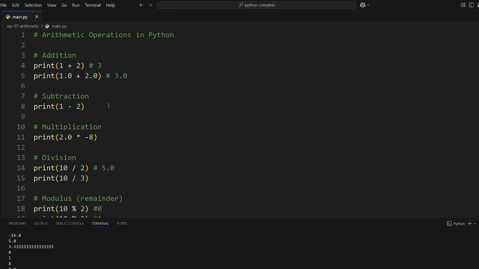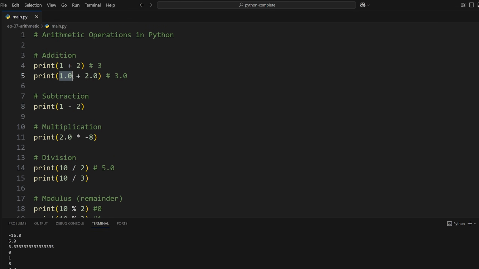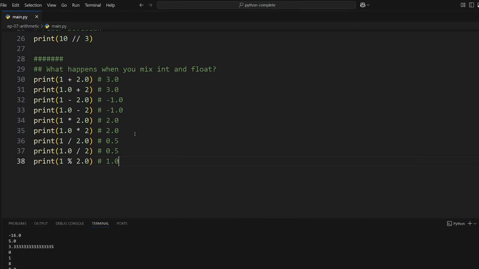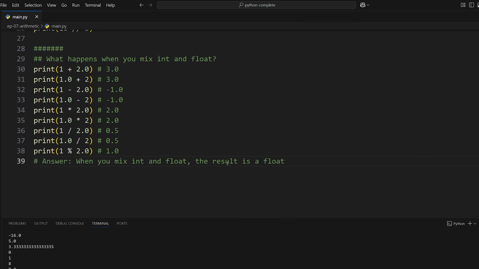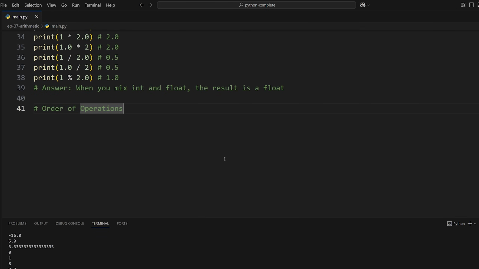So we saw that generally speaking, whenever you have an integer and an integer, it gives you an integer, with the exception of division, right? Where it always gives you a floating point number. And then if you do a float and a float, it gives you a float. That makes sense, right? But what happens when you mix together an integer and a float in your operation? So the answer is whenever you mix an integer and float, the result is a float. It's just something interesting to keep in mind. All right, the next thing is order of operations.